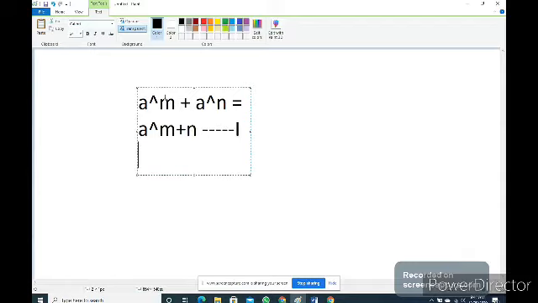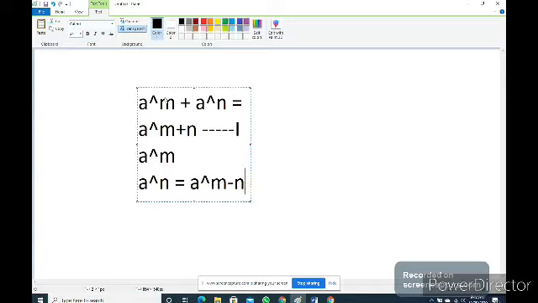Next one is when you are given a to the power of m by a to the power of n, which implies we get a to the power of m minus n. It's just the vice versa of the fraction which we get in this. So if you are given two powers with the same base, this is the power, and then there is the constant.